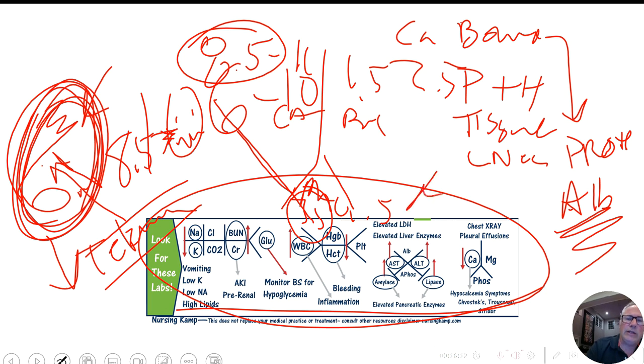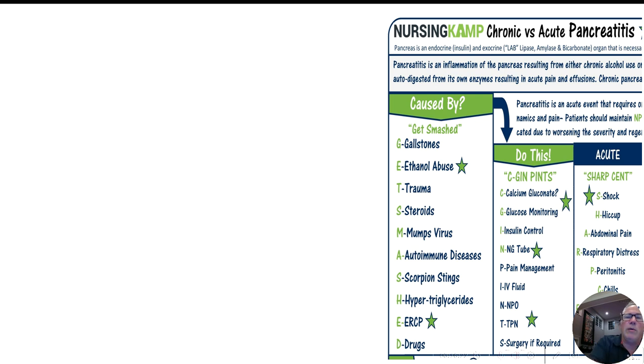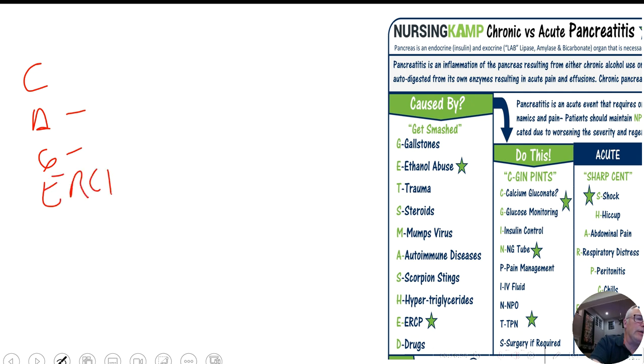You'll also see LDH and stuff like that. Okay. All right, so let's talk about what it's caused by. I said that the CAGE is the main one, right? So cystic fibrosis, alcoholism, gallbladder disease, and ERCP procedures.